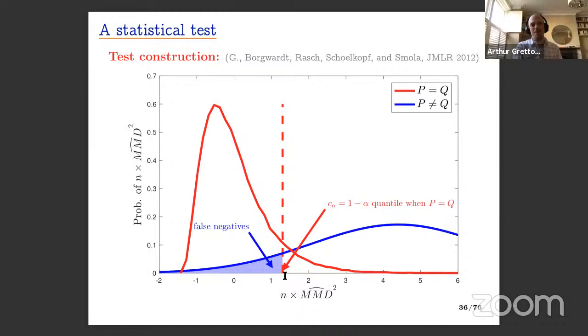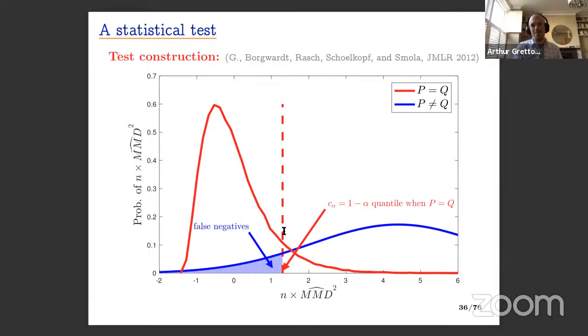What happens when P and Q are different? Well, then I'm going to get a threshold from a simulated null distribution, which is half P, half Q. And that's fine because this threshold will be fixed. But as I see more and more samples, the true MMD scaled by n is going to go off to infinity, which means the probability of false negatives is going to go down to 0. And I'm going to get the right behavior when P and Q are different.